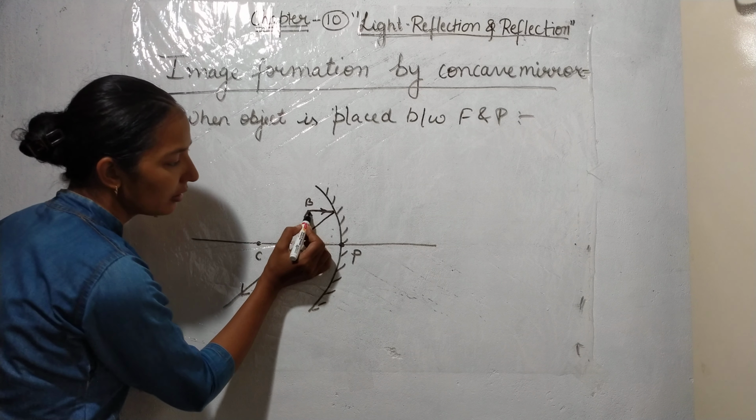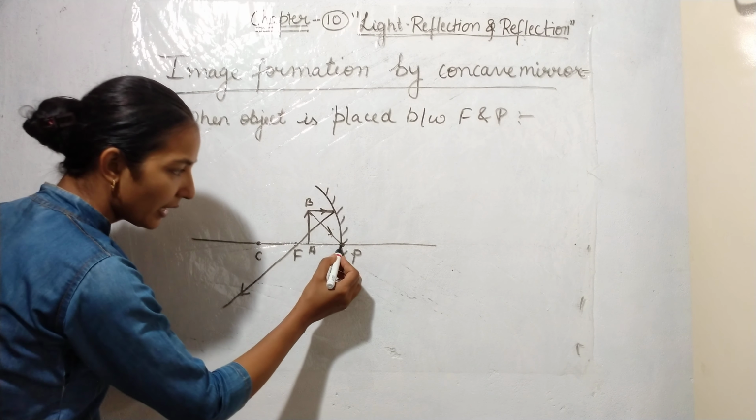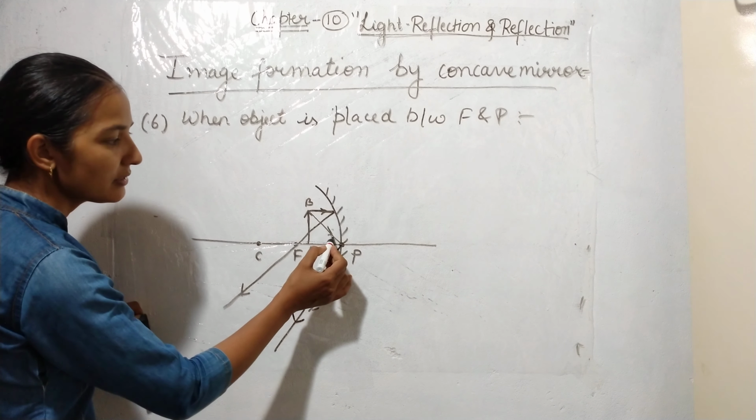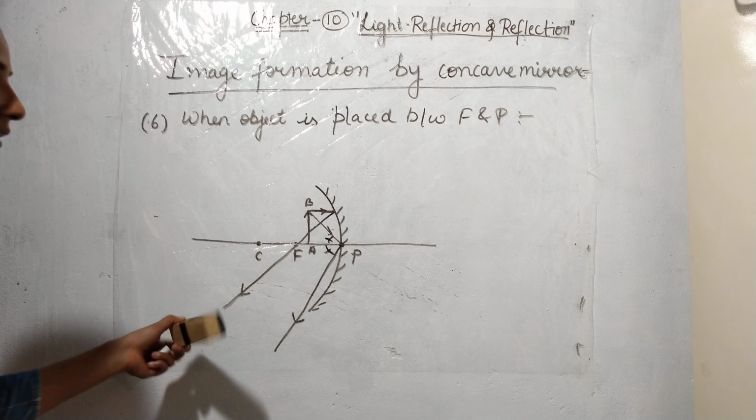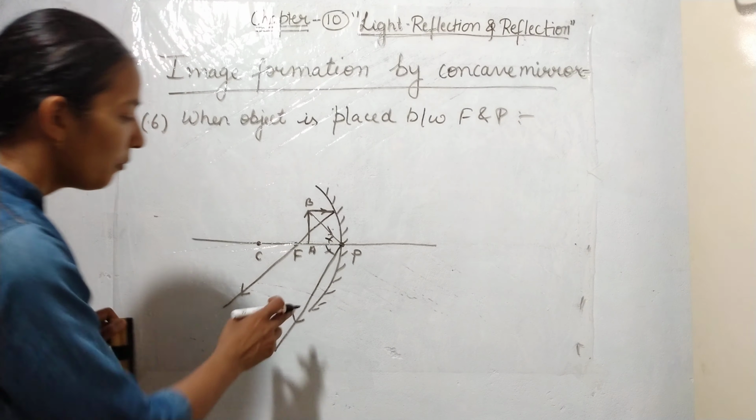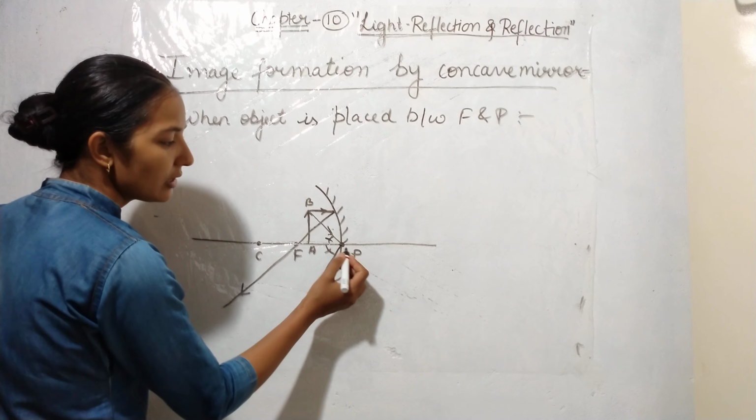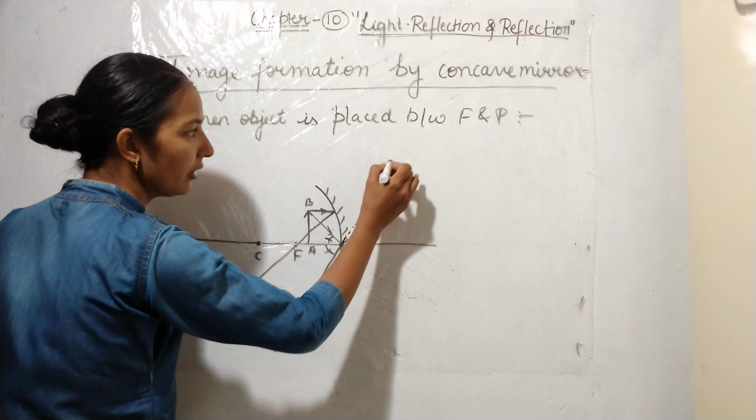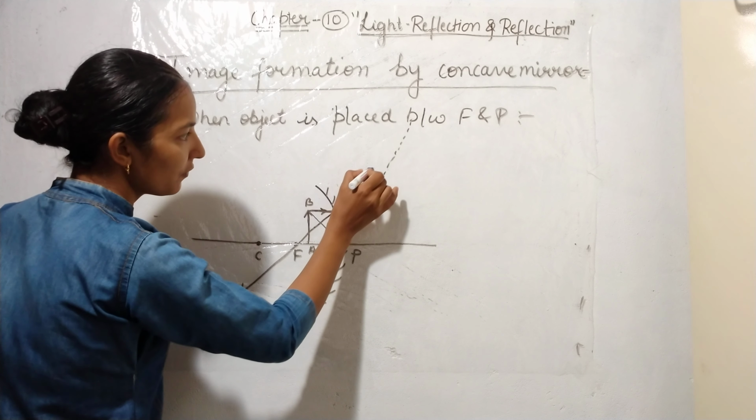Second, we can draw like this. If any ray is passing through the pole, then after reflection it will reflect back with the same angle, meaning this angle and this angle are the same. In this case we see that both the rays are diverging, moving away from each other. Both are not going to converge. So in this case we just extend the paths of these rays behind, like this, and also the path of this reflected ray.